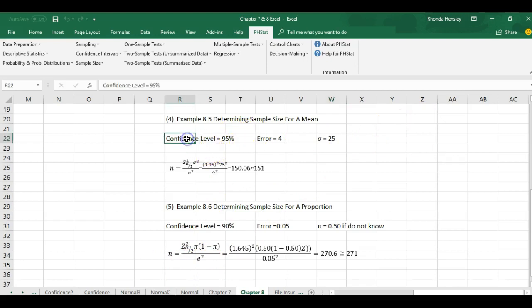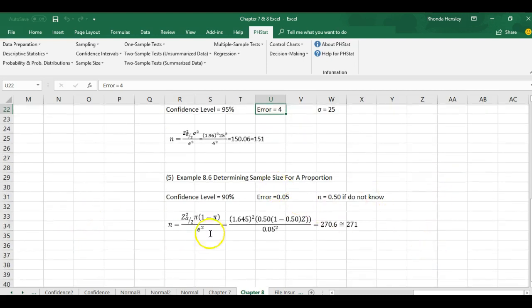So in this case, we want a confidence level of 95%, which means my z-score is 1.96. The amount of error, this is whatever I'm willing to accept. So obviously it says 4 and it gets squared, and then the sigma is assumed to be 25. Whatever you get, you have to round it up to the next whole number. So I would need a sample size of 151 to give me a large enough sample to make sure I'm satisfying this 95% confidence level. And the same thing for the proportion.